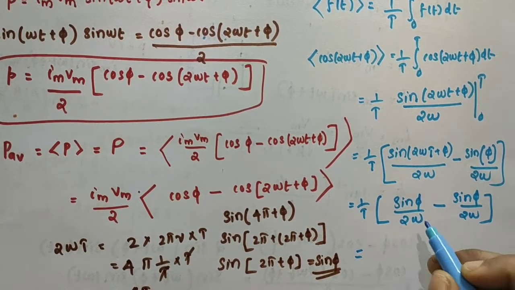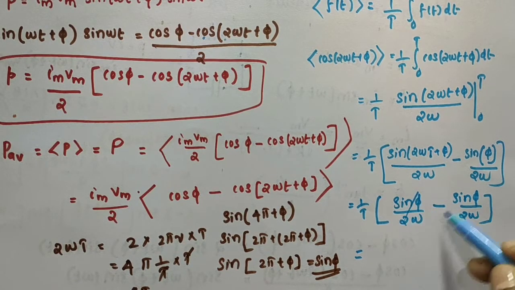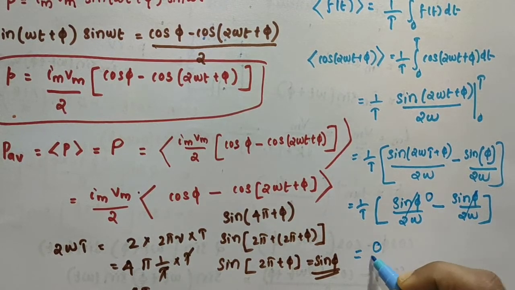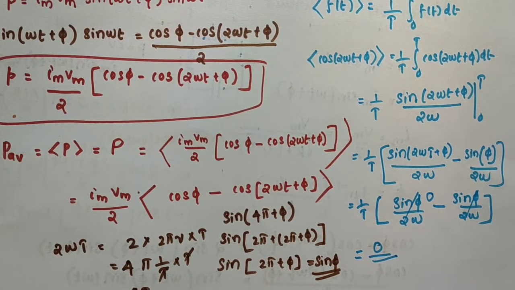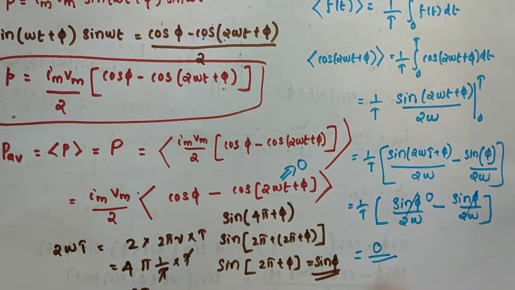So this will be equal to what? Sine phi by 2 omega minus sine phi by 2 omega cancel, no? That is, they become 0. 0 into 1 by T is 0. What does that mean actually? The average value of cos of 2 omega t plus phi, this is actually 0.